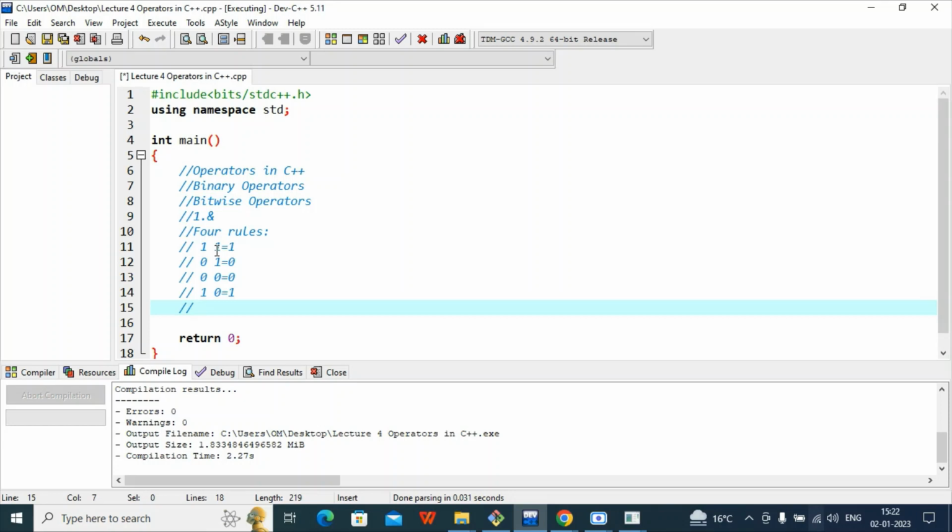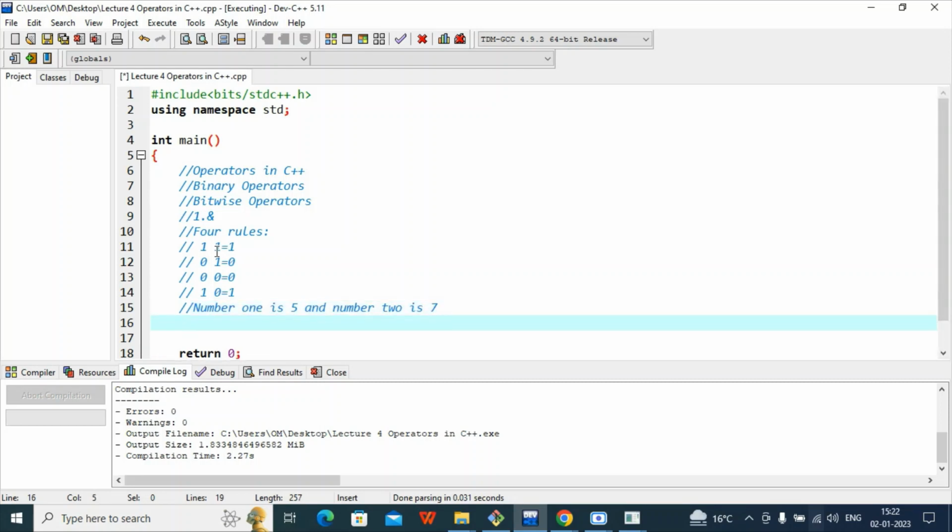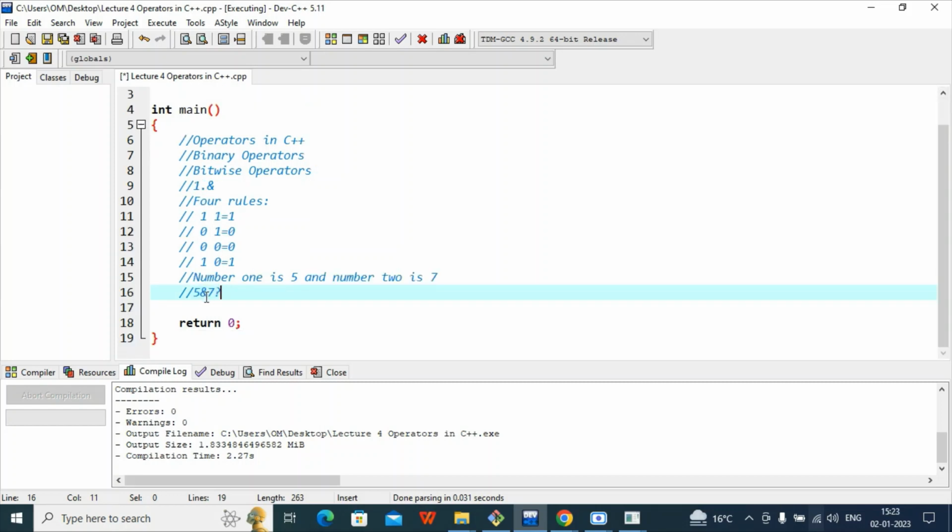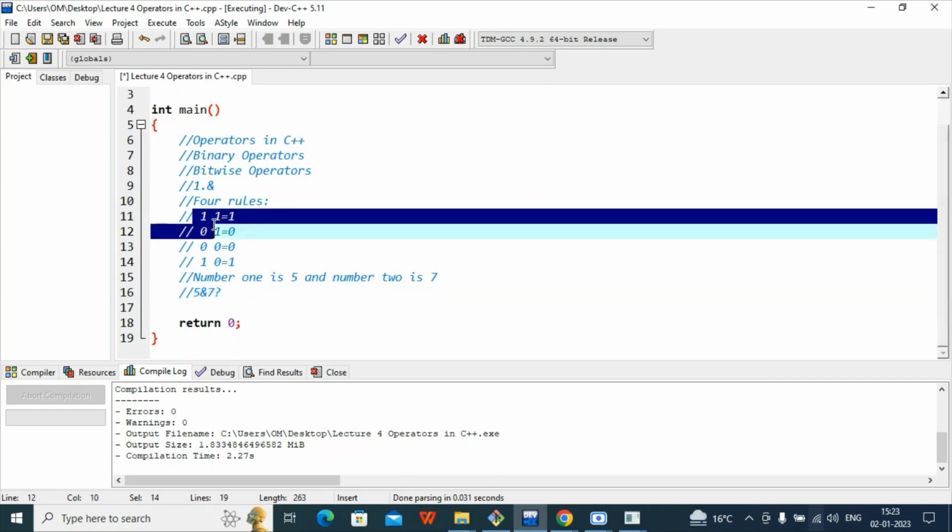Why is it called a binary operator? Because two variables are required. Suppose I am taking number 1 as 5, and number 2 is 7. You have to perform the AND operation between these two numbers. You have to do something like 5 and 7. What do you mean by this 5 and 7? You have to do the AND operation between these based on this.